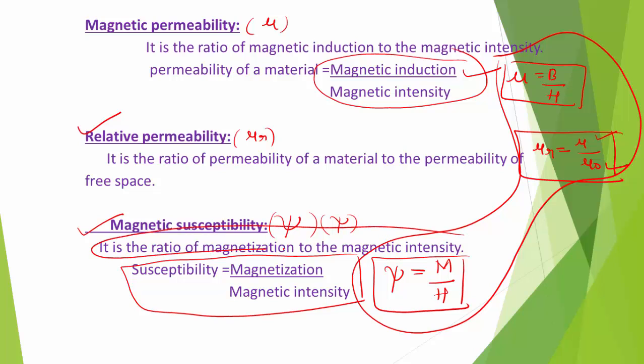The ratio of magnetization to the magnetic intensity is called magnetic susceptibility. Psi is equal to M divided by H. The ratio of magnetization to the magnetic intensity. Psi is equal to M divided by H. These are the terms connected with magnetism. Now I am going to solve the small derivation, that is, the relation between B, H and M. B, H and M mean magnetic induction, magnetic intensity and magnetization.